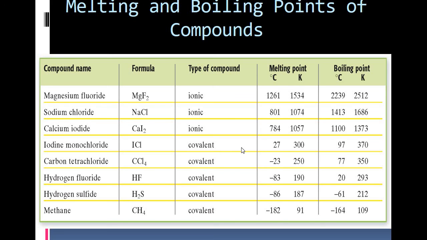Some examples of melting and boiling points. You can see the ionic melting and boiling points much higher. Once you get down to the covalent, much lower.